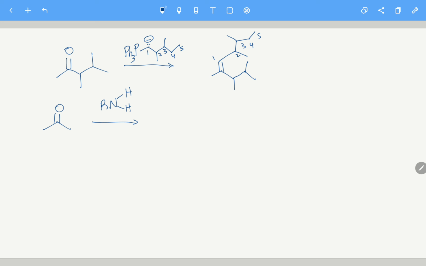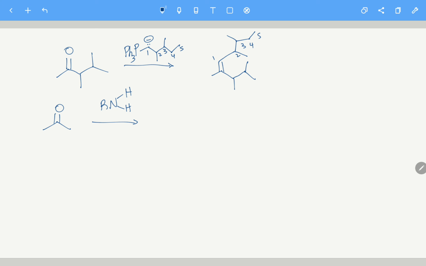You're essentially going to get rid of one of your bonds and move it to the more substituted side if there is one, and then you're going to put your nitrogen in that place. Okay. And then let's do one for the aldol condensation reaction.